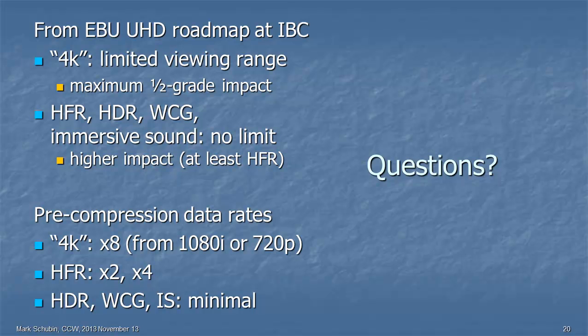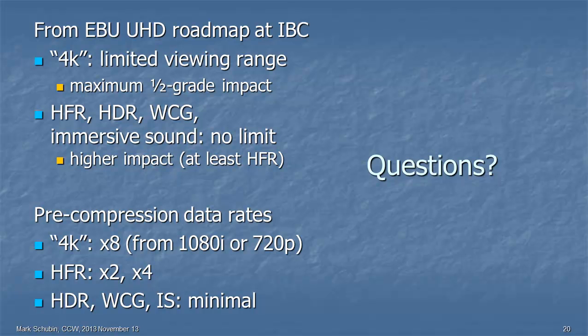Again, pre-compression data rates. 4K is ×8 from either 1080i or 720p. High frame rate is ×2 or ×4, depending on whether you want to consider interlace or go up to 240. High dynamic range, wider color gamut, immersive sound, minimal change in the data rate. That's my story. Any questions?